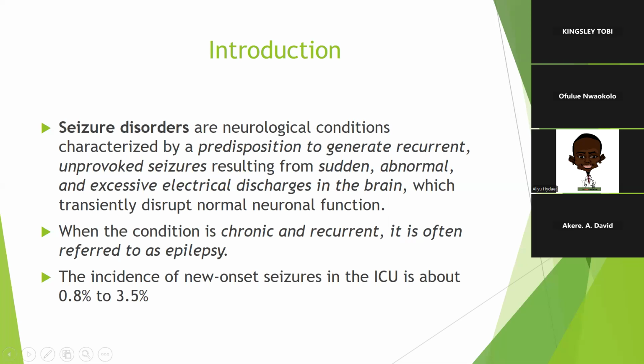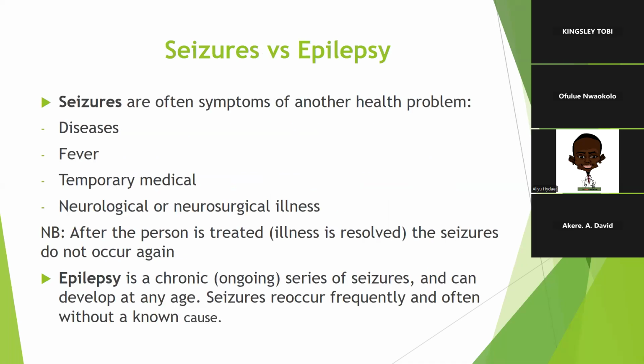The incidence of new-onset seizures in the ICU is about 0.8 to 3.5%, and it differs from one center to another. When seizures become chronic and recurrent, it is now referred to as epilepsy. So, a brief differentiation between seizures and epilepsy.